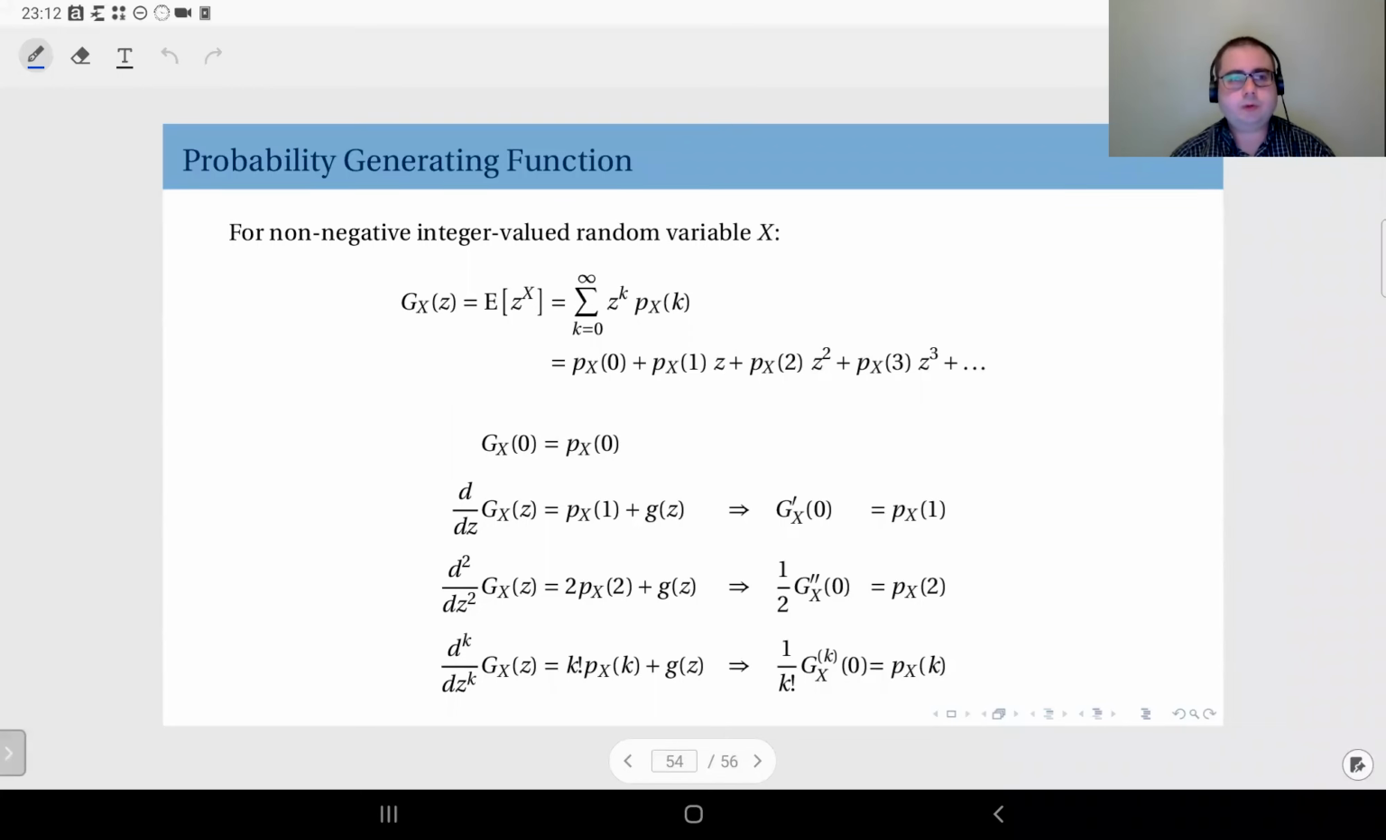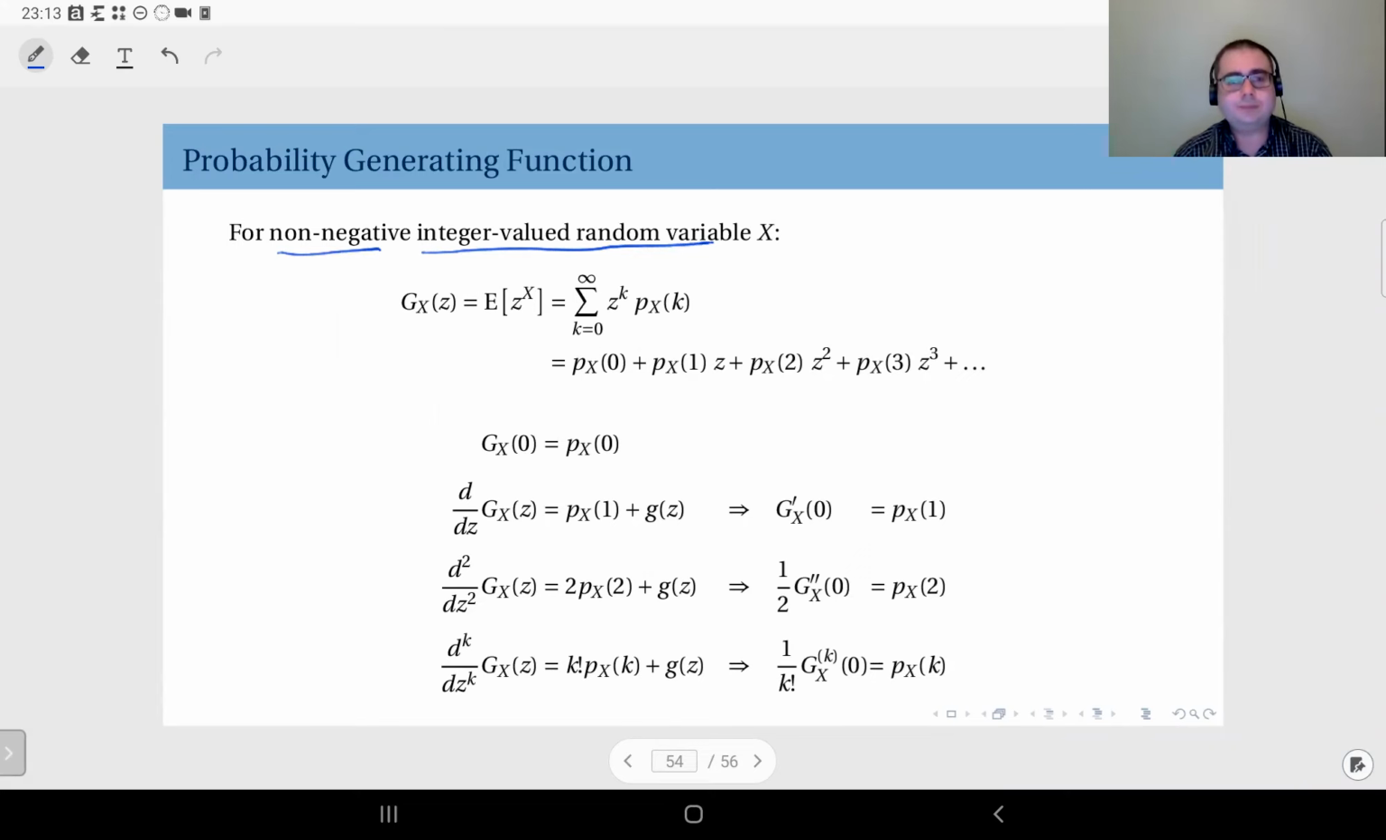The last concept we are going to talk about today is the probability generating function. This is very related to the generating functions we talked about in counting methods, but this is a special kind of generating function. Here, you have a non-negative integer valued random variable X, so a random variable that takes values in, let's say, the natural numbers 0, 1, 2, 3, etc.